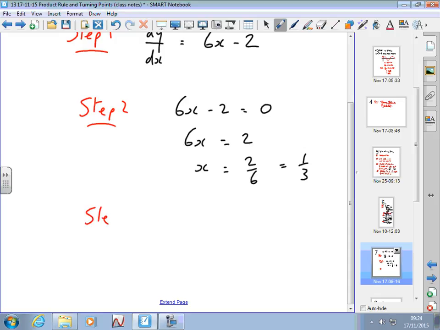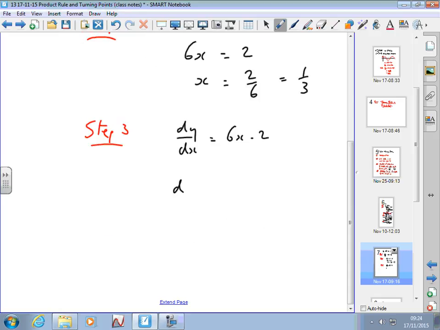Step 3. I want to know whether or not this is a maximum or a minimum, so what do I do, David? Right, good. So if the differential is 6x minus 2, then the second differential is 6. And what do I do with that information? Right, so is it positive or negative? So that means it's a, yeah, positive means it's a minimum.